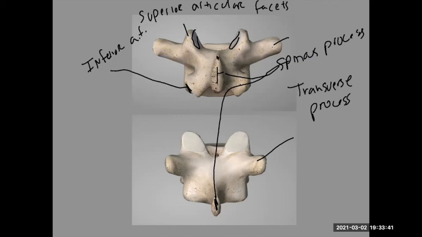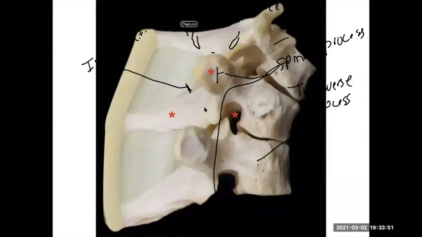When we looked at those stacked together, bad picture, we'll notice that the superior articulating facet of this one meets up with the inferior articulating facet of the one below it. That's how they join up together. And then this inferior articulating facet would meet up with the vertebrae of the one below it.